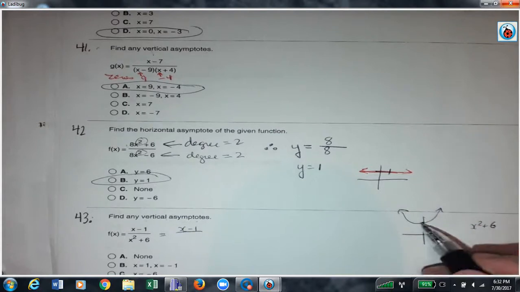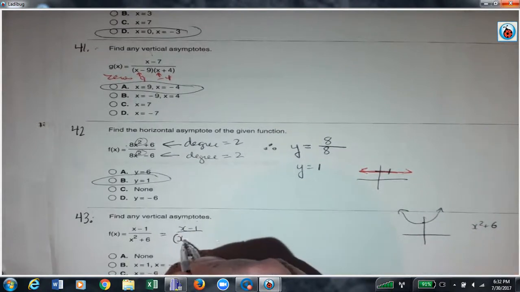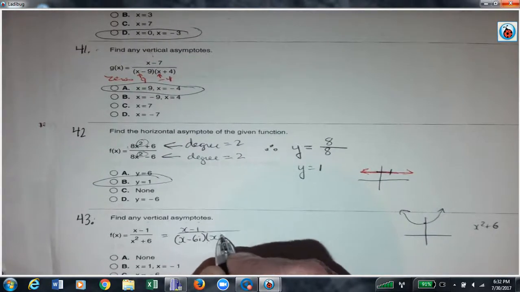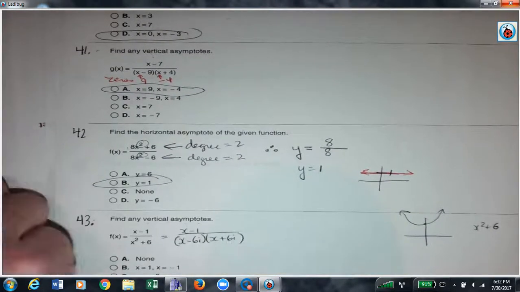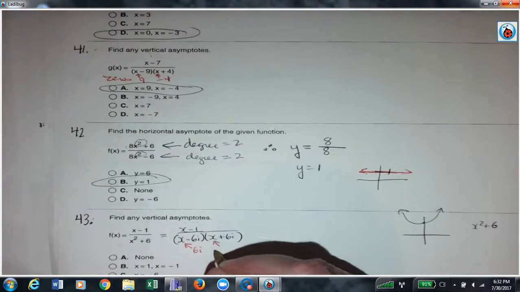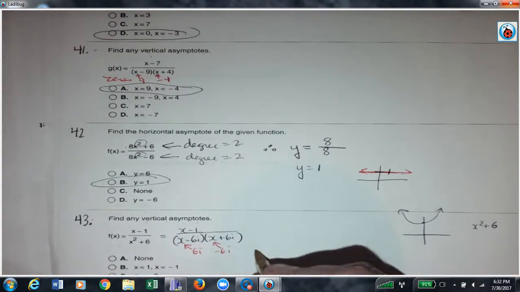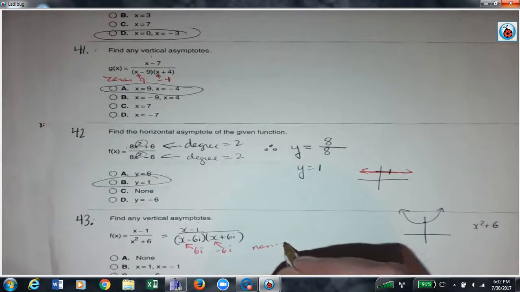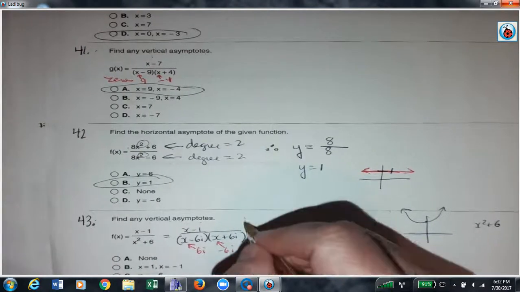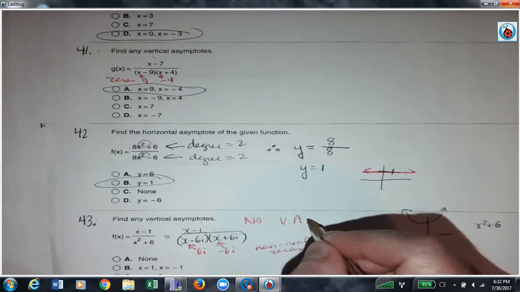And so it has no zeros. It never touches the x-axis. And how will it factor? It factors as x minus 6i times x plus 6i. So it does have zeros, but they're not real zeros. They're complex zeros. So there are no vertical asymptotes.